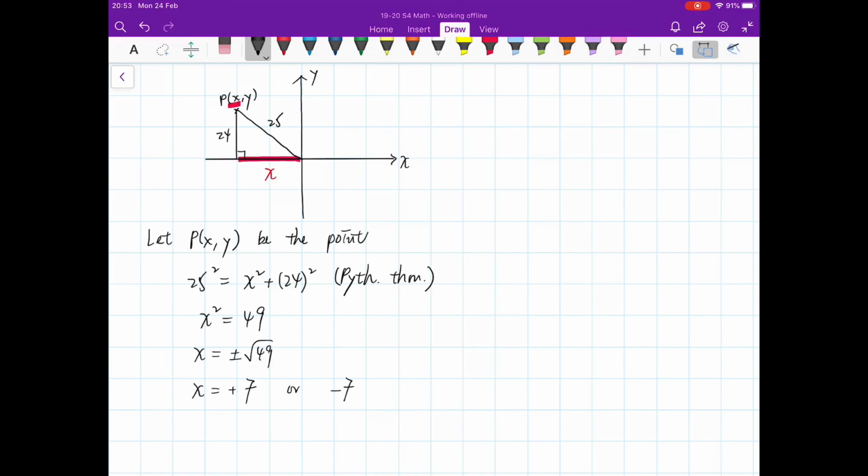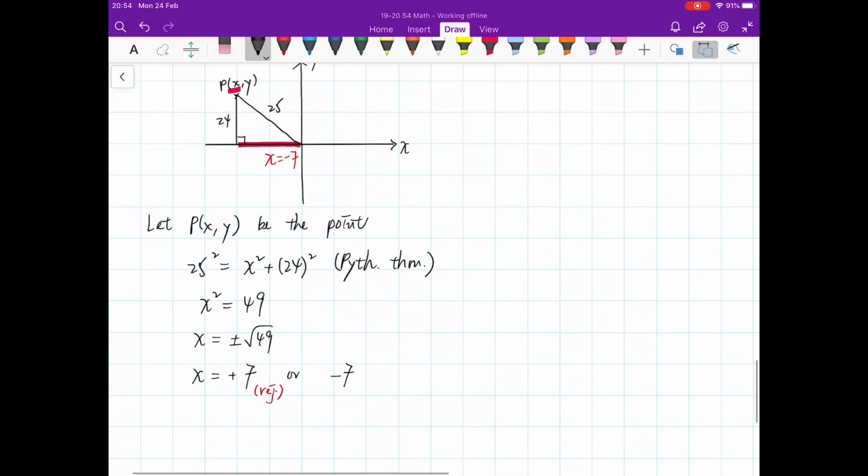So please be careful. This time, as the x value is in the negative direction, it is not the negative 7 being rejected. Instead, we are rejecting the positive 7. So in the figure, I will mark down x is equal to negative 7.